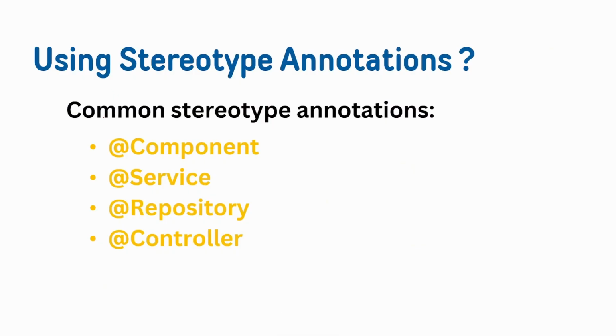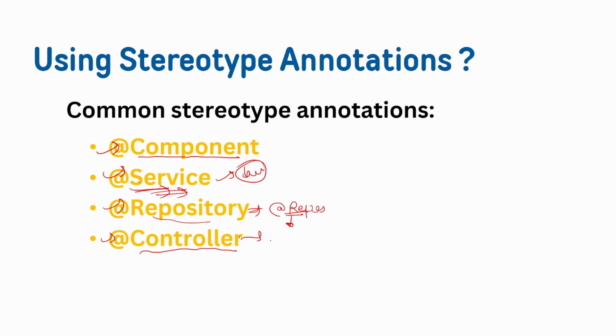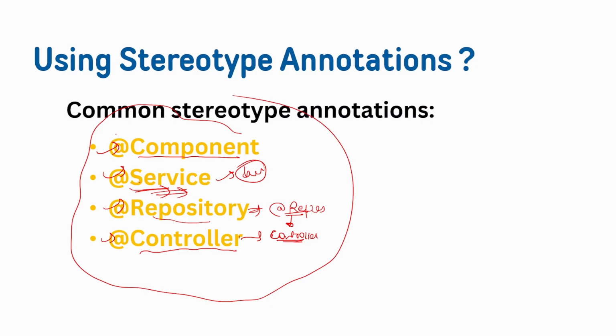What are the common stereotype annotations? The first one is component, which is a generic one. The second one is service, which is used if it provides any business logic. The third one is the repository annotation. The fourth one is controller. We can use any one of these, but there are conventions: we should use the repository annotation for those classes which deal with the database, and we should use the controller annotation for those that deal with HTTP requests. So these are some of the common stereotype annotations that we use.